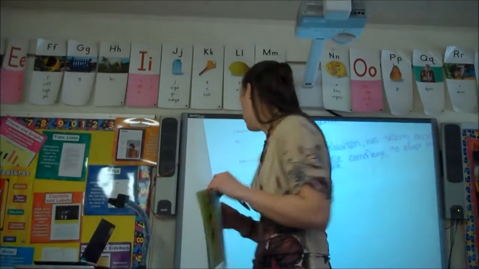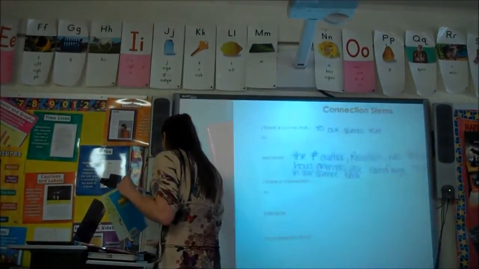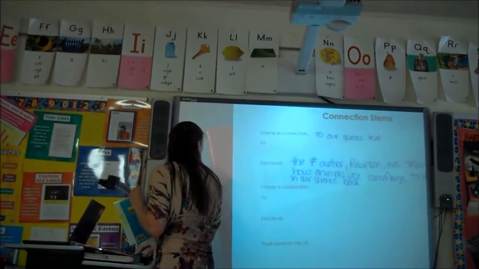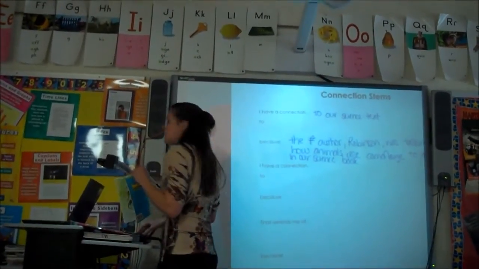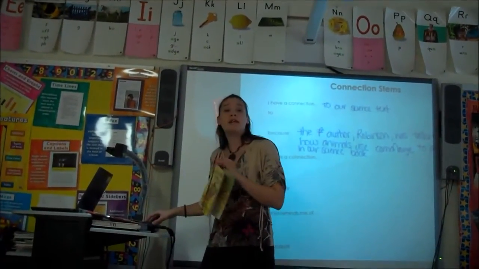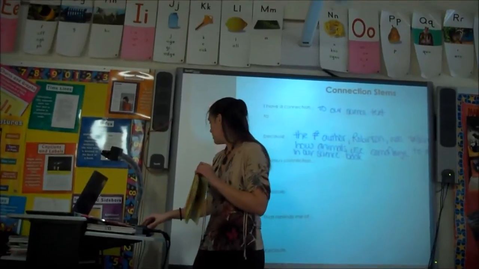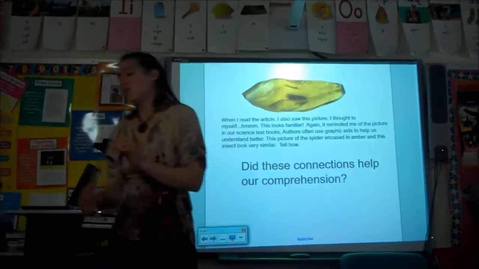So I'm going to give you guys some time. You guys are going to pick your own book. You're going to pick a book of your choice. You're going to read it independently, and you're going to fill out one of these plot graphs.